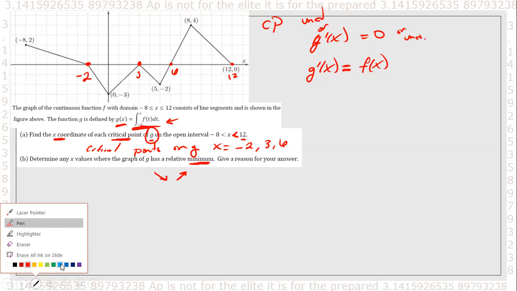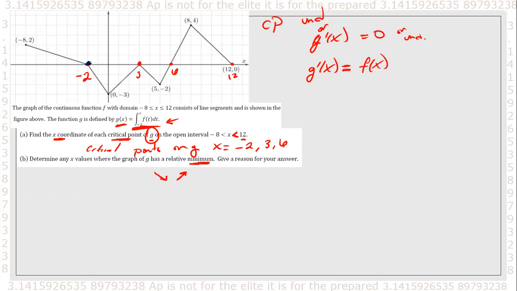Let me change the marker. What's happening here at -2, what's happening here at 3, and what's happening here at 6. We want something decreasing and then increasing, going from negative to positive. So let's check at -2. This is positive to negative, so that's going to be a max. This one at 3 stays negative, because it's below, so that's going to be a saddle point. And this one right here goes from negative to positive. So we have a relative minimum at x equals 6.